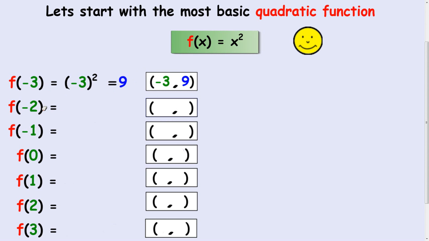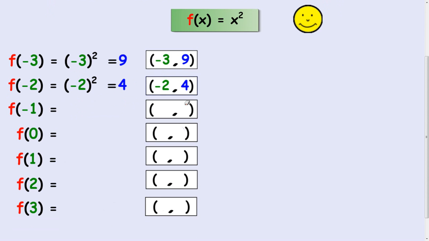Let's put -2 into the function, so we're squaring -2. Now -2 squared is equal to 4, because it's -2 times -2, so positive times positive. So in your brackets you would have -2, 4. Next we'll put -1 in here, so -1 times -1, and that comes out to be +1. So your coordinate, if you like, would be -1, 1.